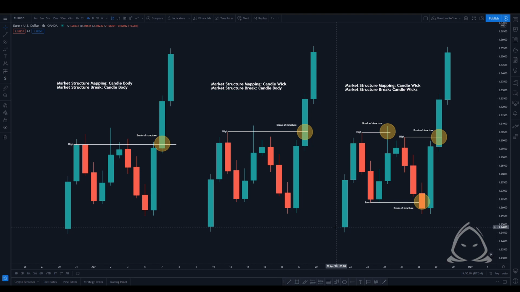Now, I hope this gives you a little bit of insight into the various approaches of mapping market structure as well as identifying breaks of market structure. There is no hard and fast rule of what is better or what is more accurate. As you can see in these examples, they do ultimately come to the same decision, but it's just a matter of how you personally want to view it. So I highly recommend going onto your charts, backtesting this a little bit, figuring out which method makes the most sense for your trading.